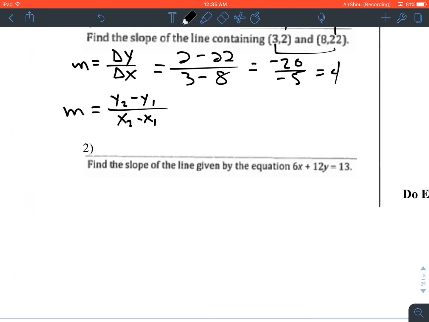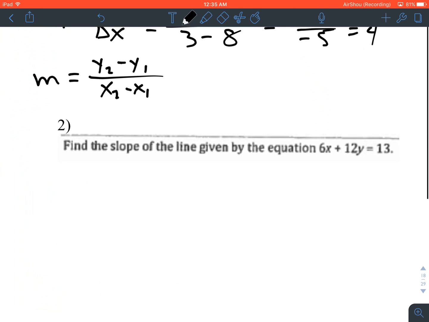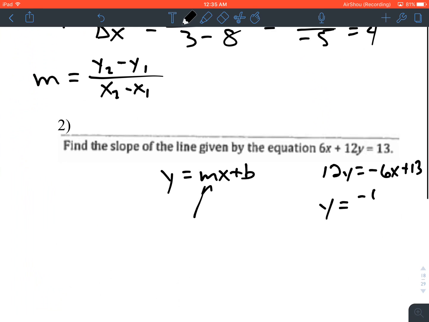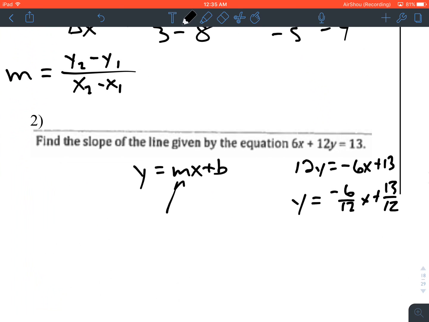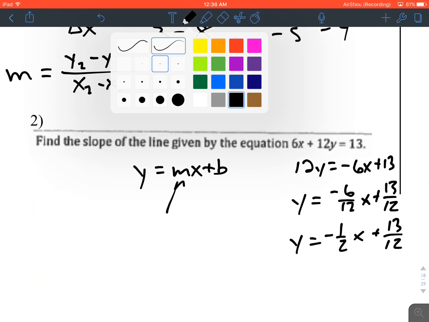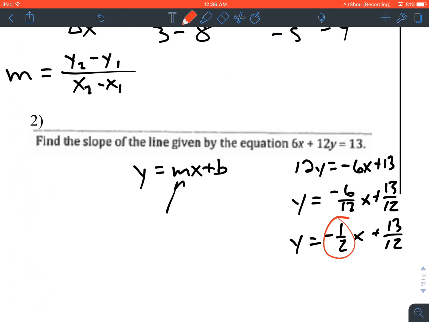Number 2, find the slope of a line given by this equation. Well, if we put it in slope-intercept form, we'll know what the slope is. It'll be obvious. Then we're going to subtract 6x from both sides, and then divide both sides by 12. Negative 6 over 12 reduces to negative 1/2. And the y-intercept is 13/12, but you don't care because it just asks for the slope. Slope's negative 1/2.